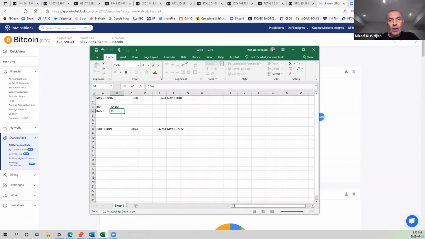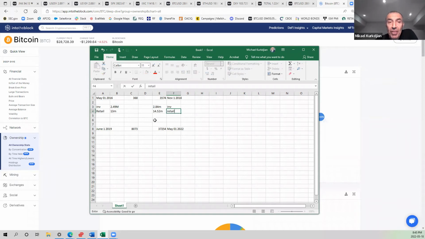So what it means is, if you come back to over here, on May the 1st there was 2.49 million Bitcoin held by investors and 13 million Bitcoin held by retail. And as I go to November 1st, we had 2.84 million Bitcoin held by the investors, and 14.52 million Bitcoin held by the retail investors.